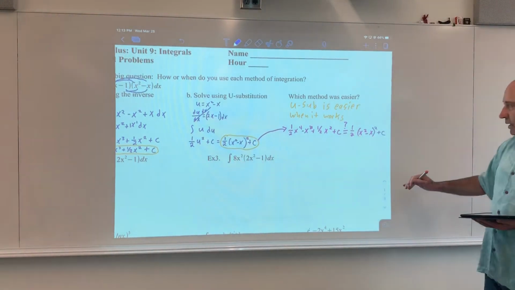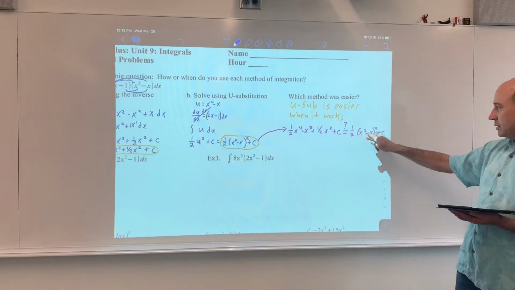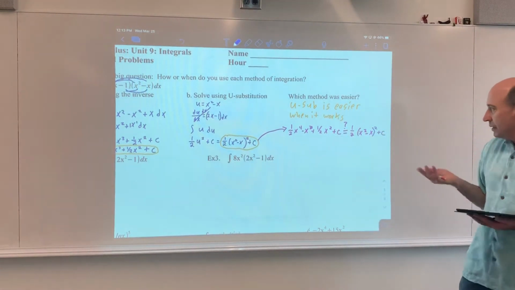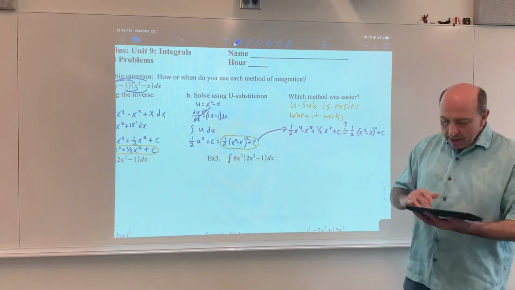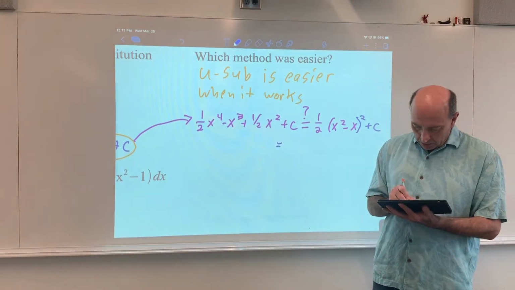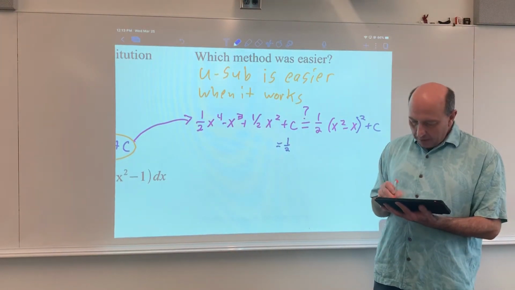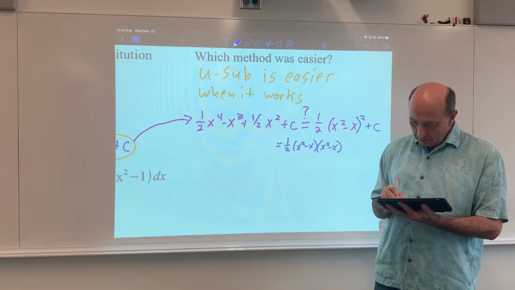So are these really equal? So if you FOIL this out, if you square this and multiply it by 1/2, do you get this? Probably. I have all the time in the world. Maybe I'll check. Okay. So 1/2 x squared minus x squared means x squared minus x times another x squared minus x.